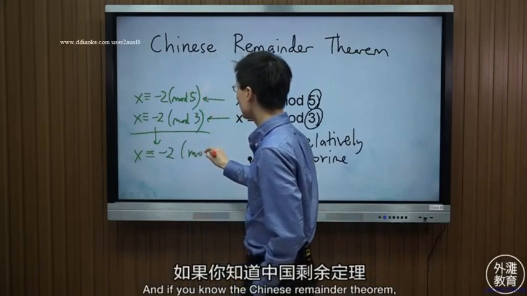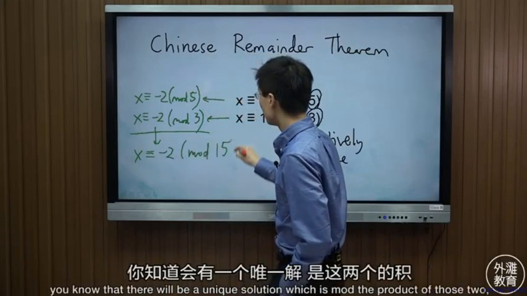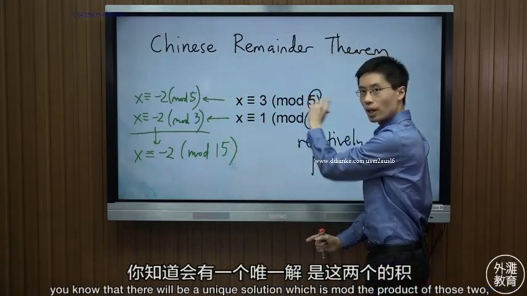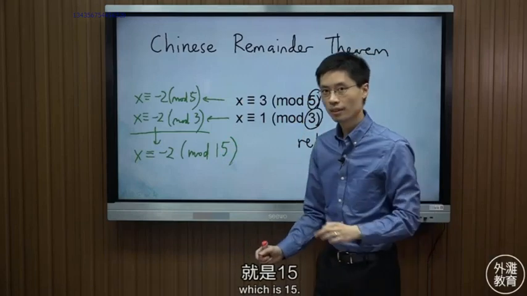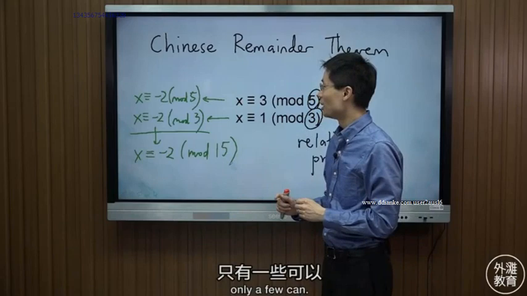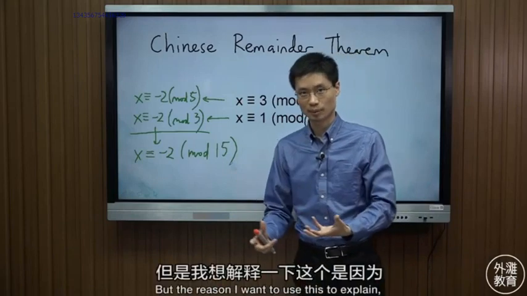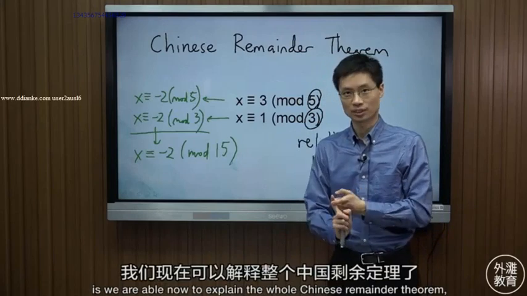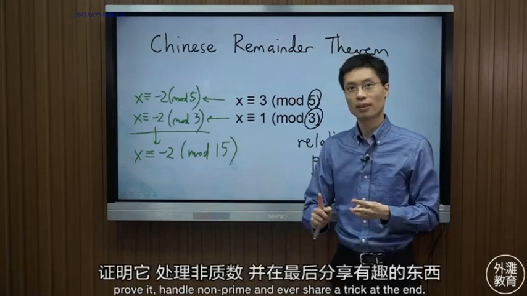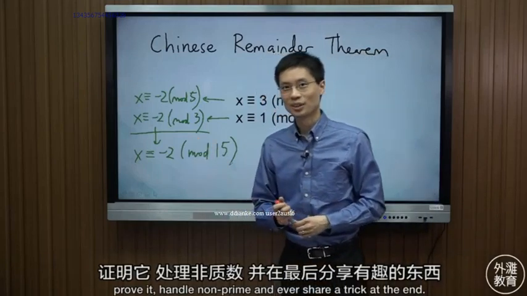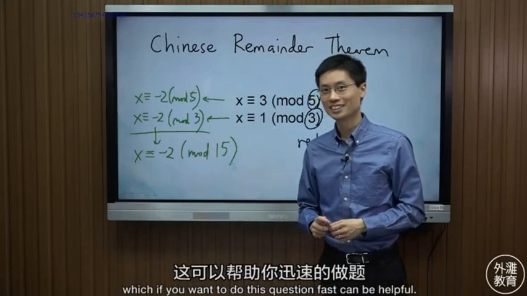And if you know the Chinese remainder theorem, you know that there will be a unique solution which is mod the product of those two, which is 15. Not every problem can be solved this way. Only a few can. But the reason I wanted to use this to explain is we were able now to explain the whole Chinese remainder theorem, prove it, handle non-primes, and even share a trick at the end, which if you want to do these questions fast, can be helpful.